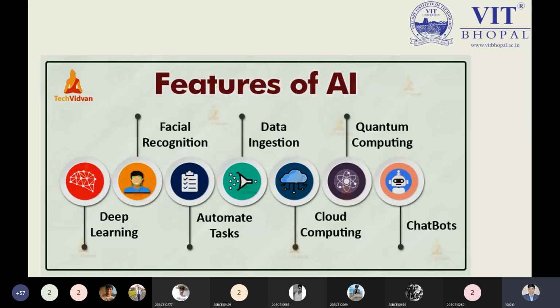So automated tasks are done, and data injection, we can say cloud computing, quantum computing, and chatbots. Chatbot was the first one, we can say. With a chatbot, you type something and you get a response automatically, so no person is giving the response. Some questions and answers are fed into the machine, so the machine will identify some statements or words. Based on your typed words, the machine will try to give a response. That is the reason we have chatbots.